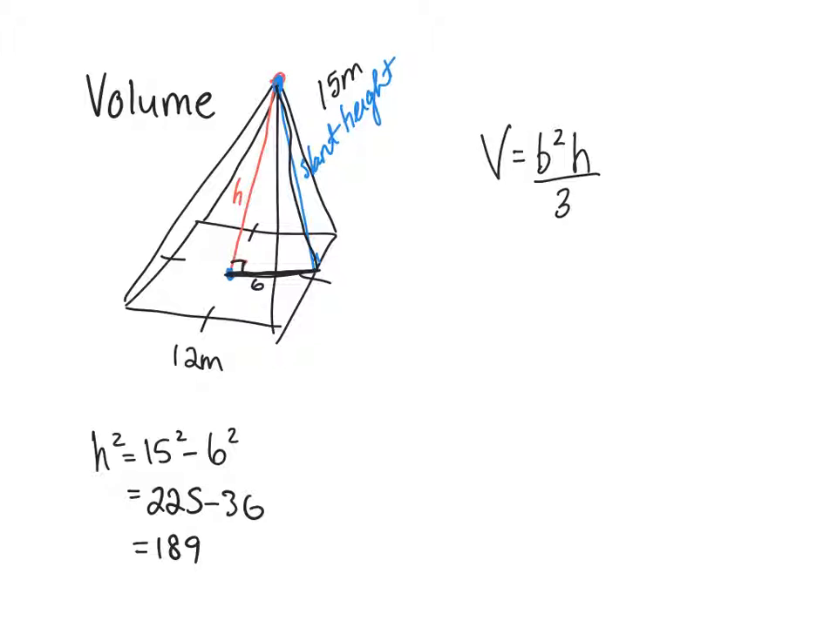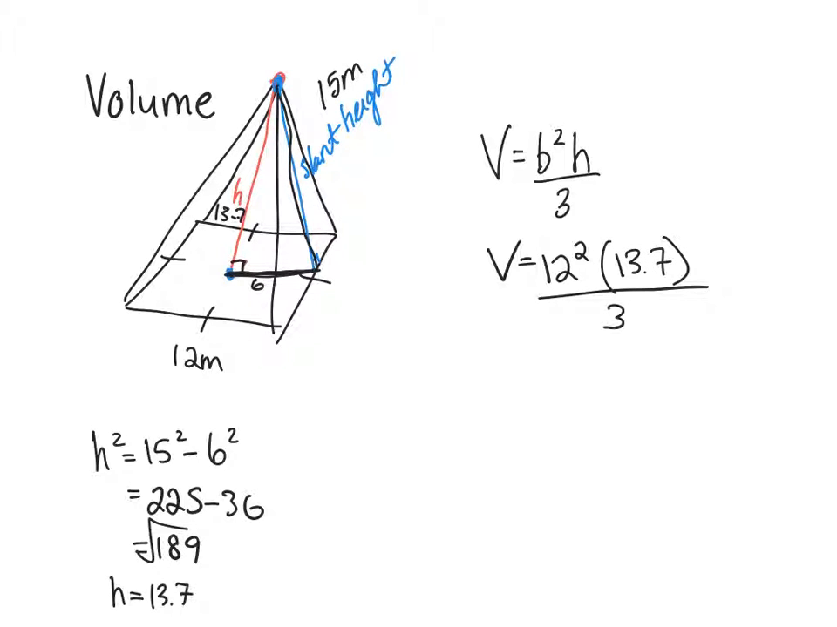Okay, sorry, I just need a calculator because I don't know the square root of 189. Okay, square root would be 13.7. So the height would be 13.7 once we square rooted that. So now we know the height. So when we're doing the volume of the square base pyramid, we do base squared, so 12 squared, which is 144, times the height, 13.7, divided by 3.